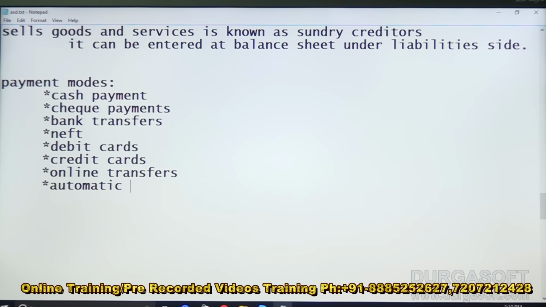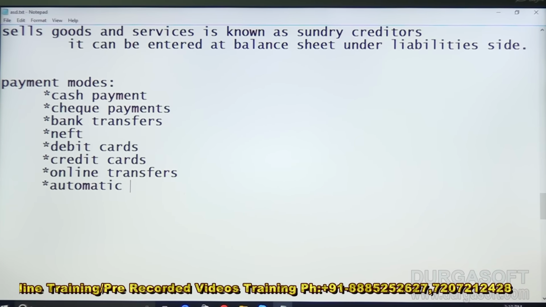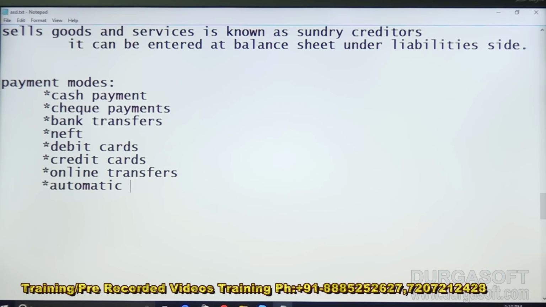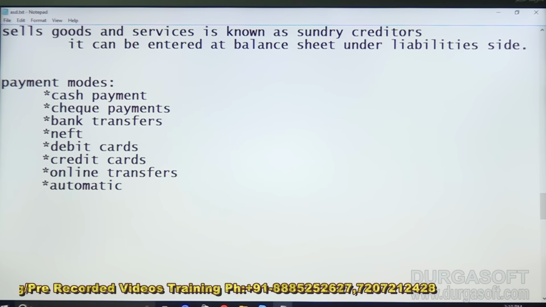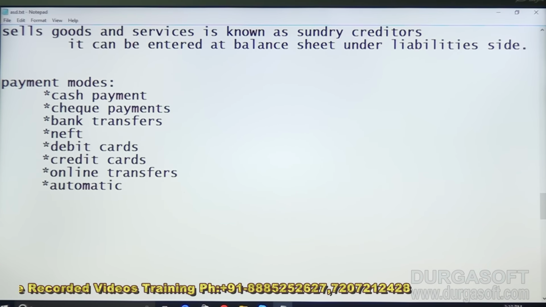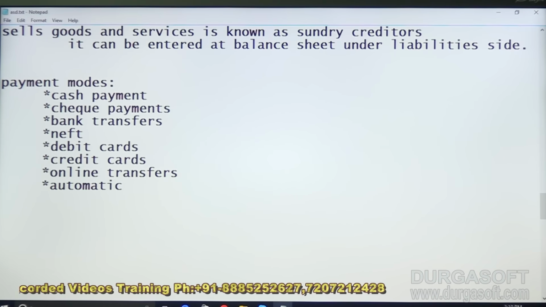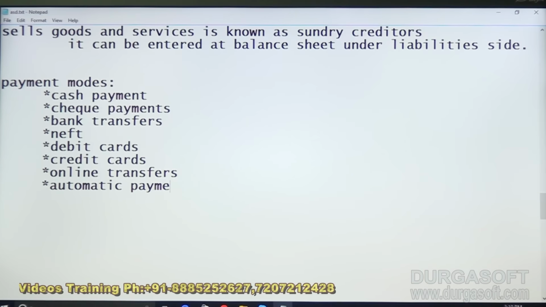Automatic payment means, for example, if you are taking a loan and your debit card is linked with that bank, on a particular day it is cut automatically. If you are due on that particular loan, the bank will deduct it directly from your account. That is nothing but automatic payment.